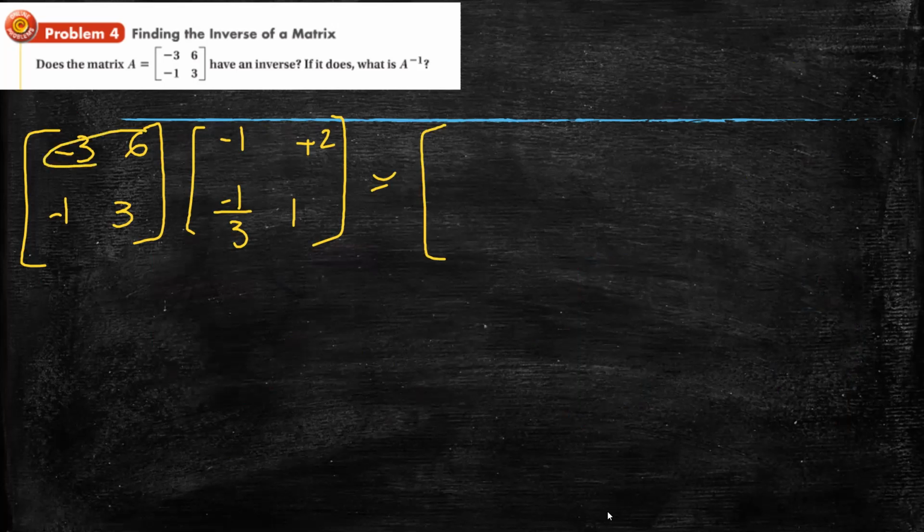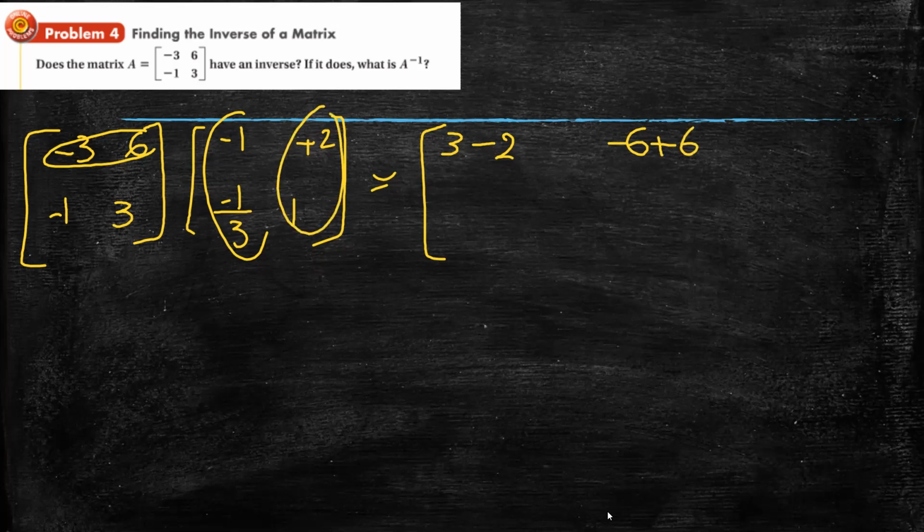The first row with the first column: negative 3 times negative 1 is 3. 6 times negative 3 is negative 18. Then negative 2. Then negative 3 times 2 is negative 6. 6 times 1 is positive 6.